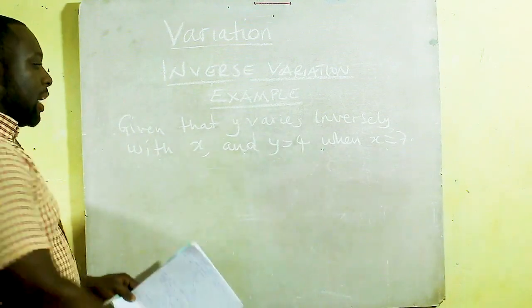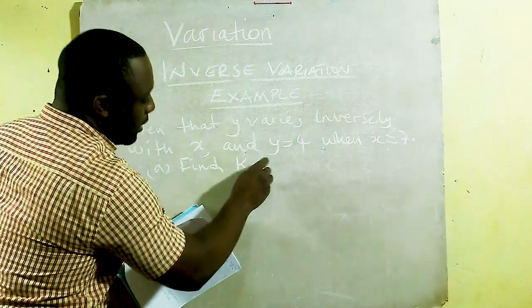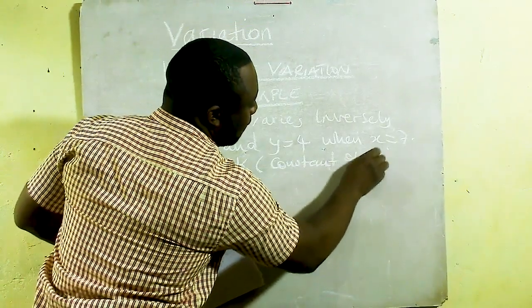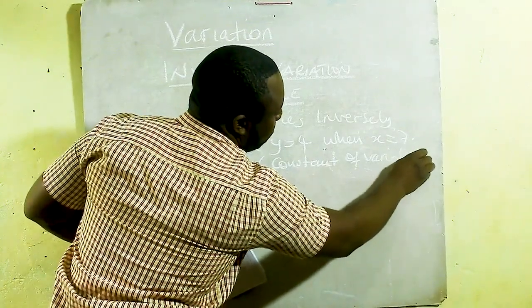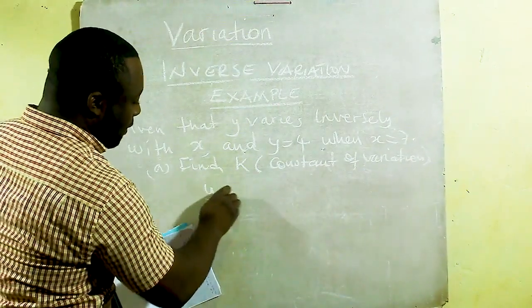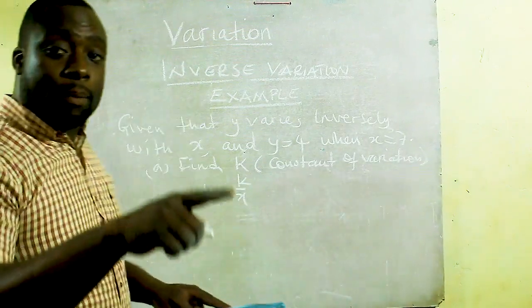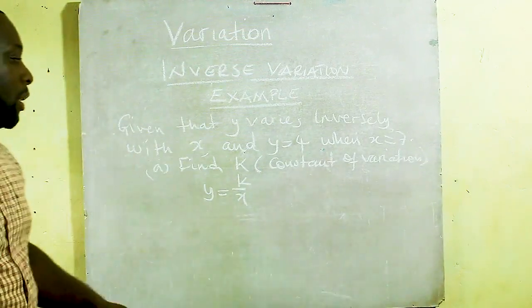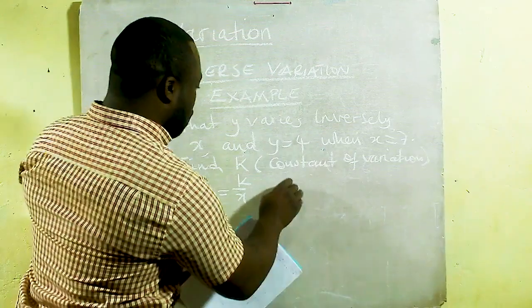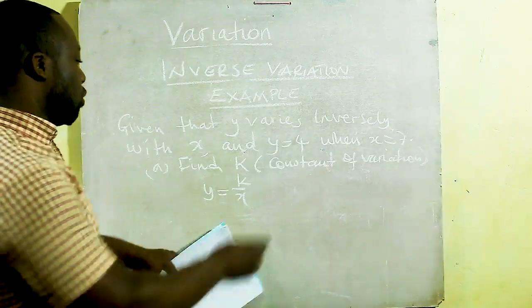So how do we find the constant of variation? Find k, and what is k? The constant of variation. Now our equation is y is equal to k over x. If you want, you can say k open bracket 1 over x, that's one and the same. Then we start plugging in what we're supposed to plug in. Since we've been given y, our y is 4 and our x is 7.